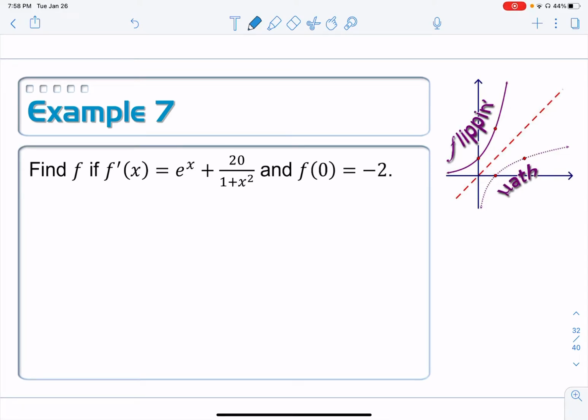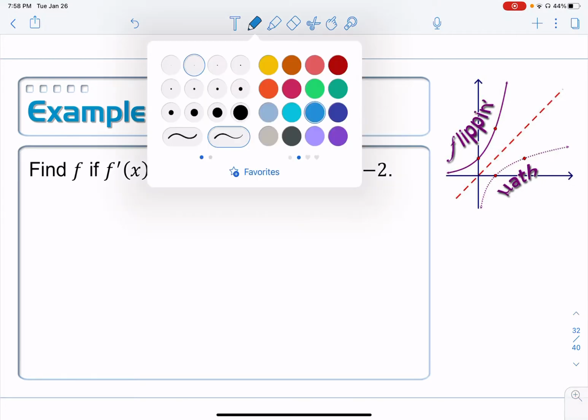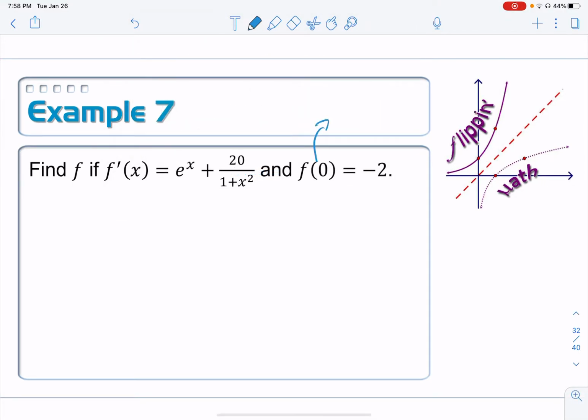All right, allow me to introduce a few more examples, finding some particular solutions to differential equations. Find f if f prime of x is equal to e to the x plus 20 over 1 plus x squared, and f of 0 is equal to -2. So once again, we have an initial condition, and our initial condition here is the coordinate (0, -2). So we should be able to find our c value.